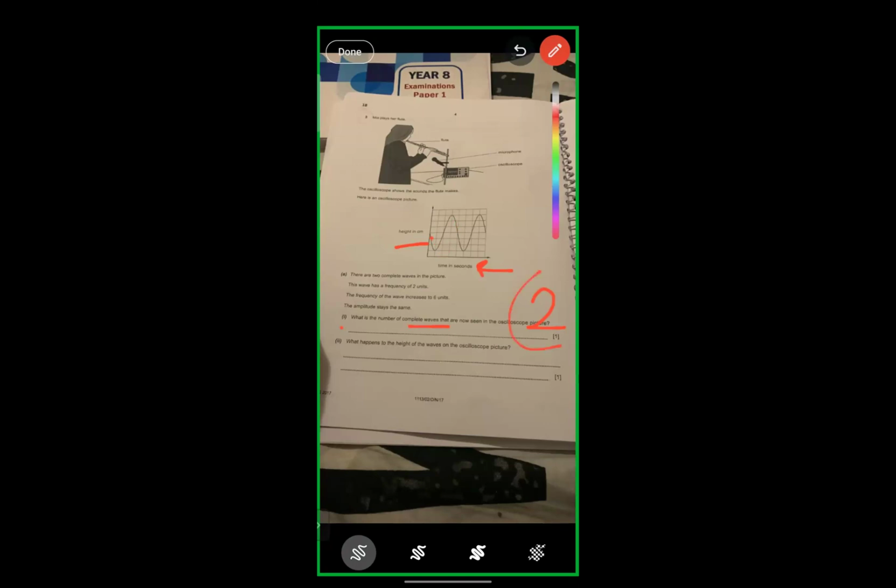What happened to the wave of the oscilloscope picture? And what happens to the height of the wave on the oscilloscope? Nothing happens to the height because amplitude means height, and the amplitude stays the same.